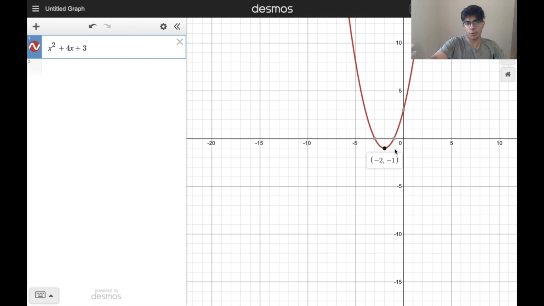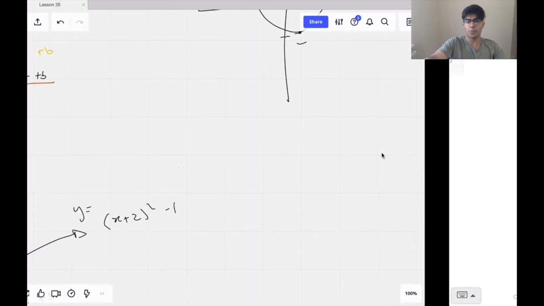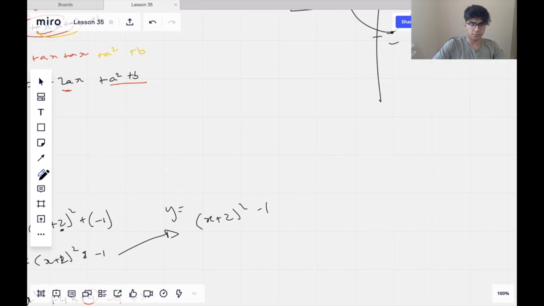The y value at this point is the smallest. If you look at x plus 2, the smallest x plus 2 all squared can be is 0, because whenever you square a number, it comes out to a positive number. If you have minus 2 squared, it becomes 4. If you have minus 10 squared, it becomes 100. So the smallest number you can get if you have something squared is going to be 0.